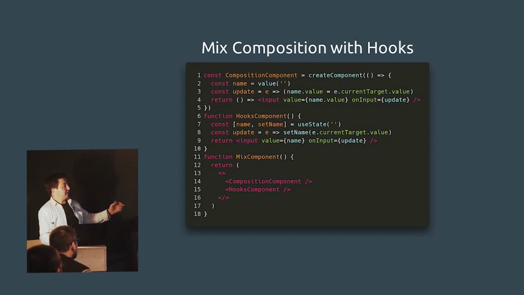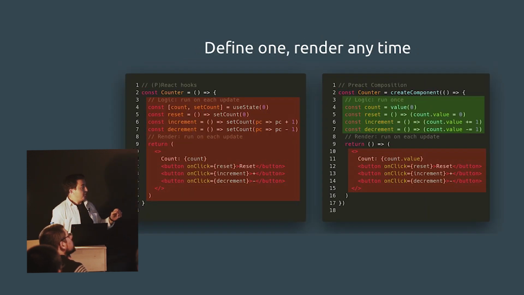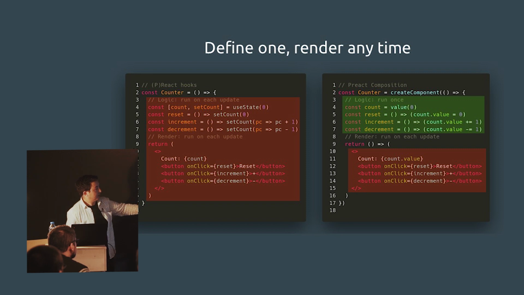So as you can see here, this is an example of React hooks and Preact composition. If you look at this, it always looks almost the same. The big difference here is that in React hooks, every time this component renders, if you click this button, or if the parent renders, this component, everything will be updated. There will be created a new function for reset, increment, decrement.